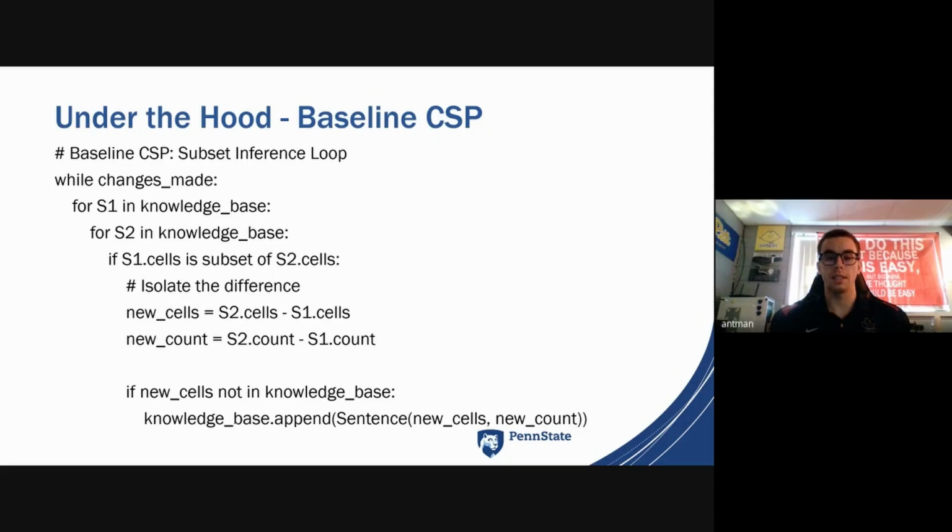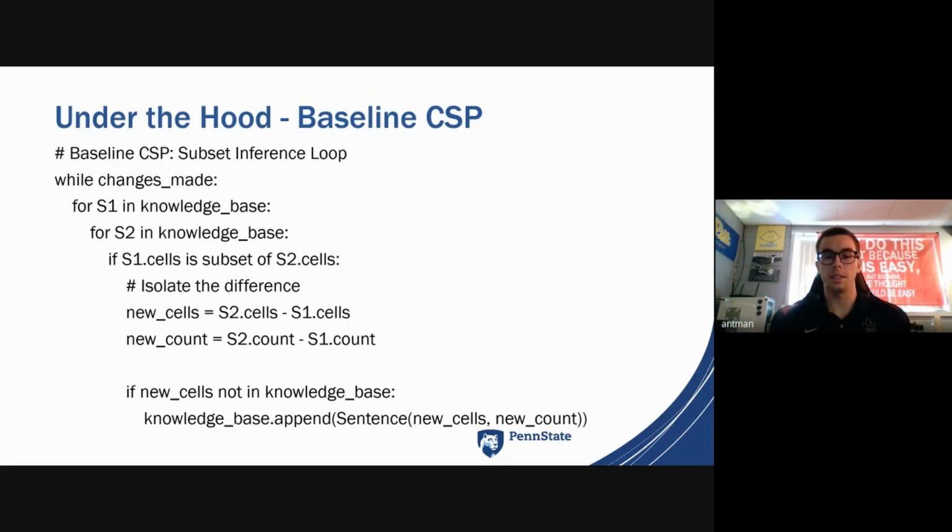with the Baseline CSP. Because we treat the board as a system of linear equations, our logic engine relies on set theory. This pseudocode shows our primary inference loop. The agent iteratively compares every sentence in its knowledge base against every other sentence. If variables in sentence 1 are a strict mathematical subset of sentence 2, the algorithm performs a set difference operation on both cell arrays and their associated mining counts. This generates a newly isolated smaller equation.